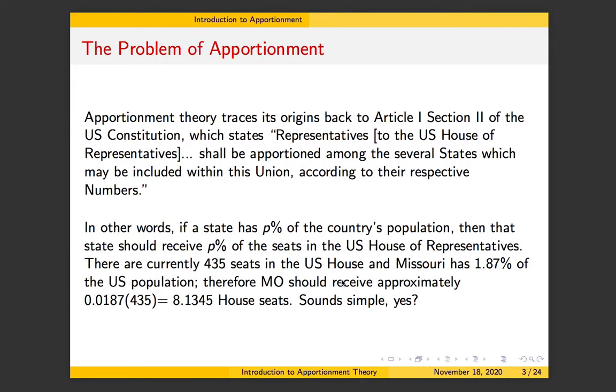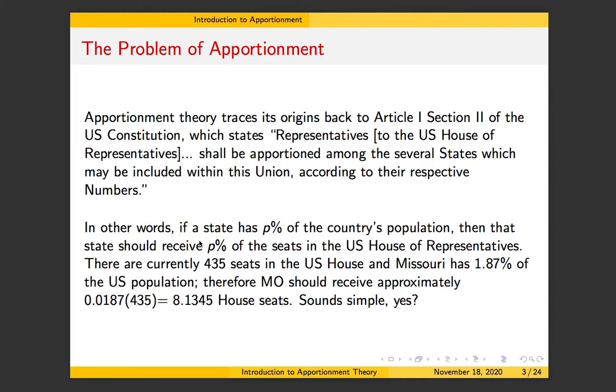So let's start with the problem of apportionment. This theory of mathematics traces its origins back to the U.S. Constitution. It is, as far as I know, the only field of math that can claim such a thing, that its birth was as a result of the U.S. Constitution. And Article 1, Section 2 says this: representatives to the U.S. House shall be apportioned among the several states, so on and so on, according to their respective numbers.